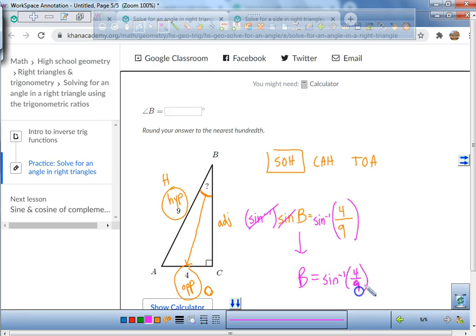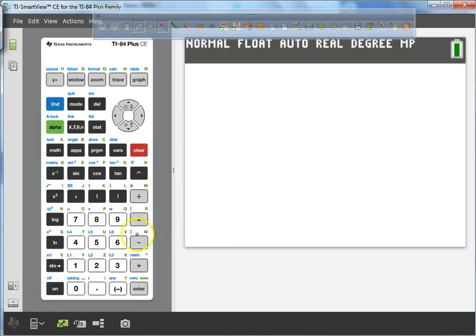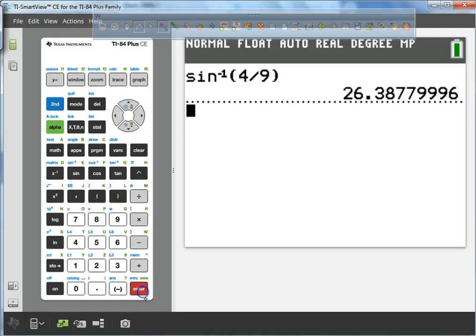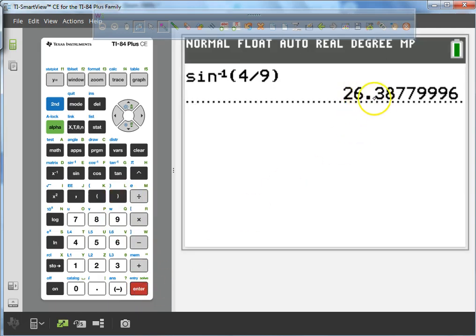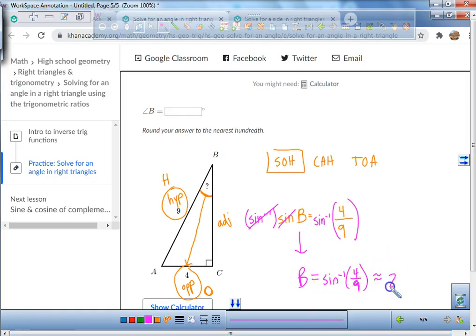Now, this only works if your calculator is in what mode? Degree mode. So here we go. I'm going to clear this out. I'm going to hit second sine and put 4 over 9 close parentheses. And we get 26.387, which rounds to 26.39. So I'm going to put 26.39 degrees.